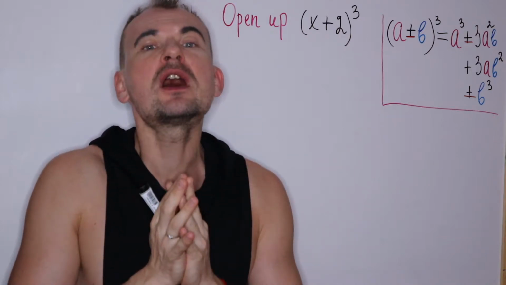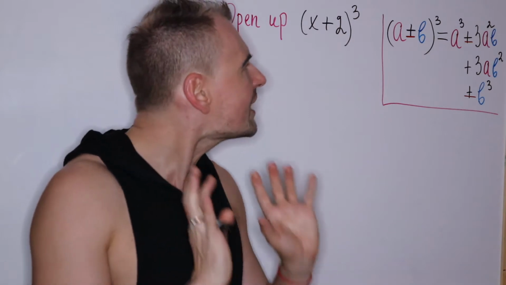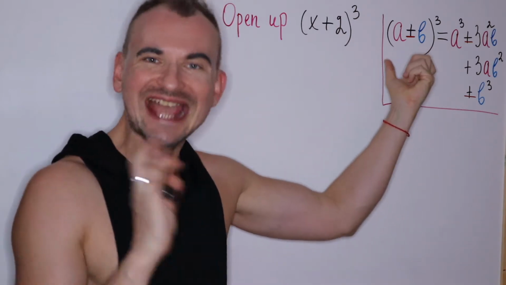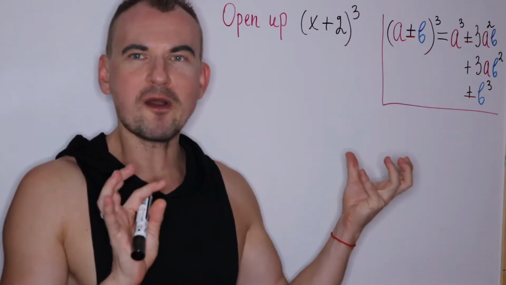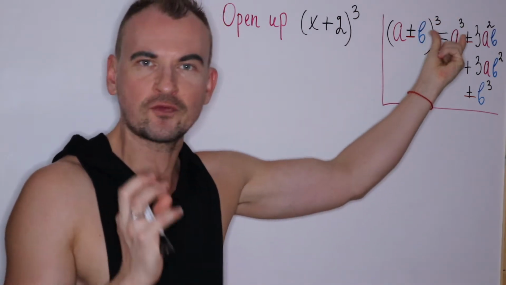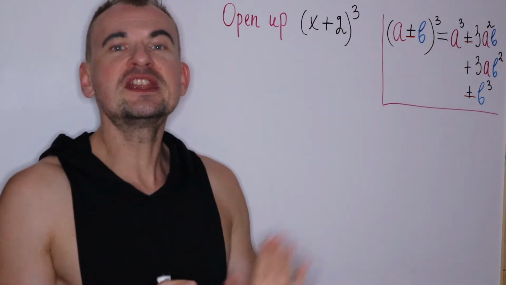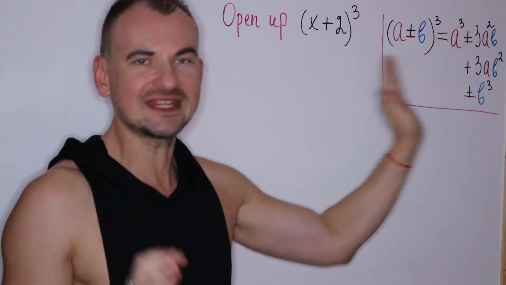Guys, today I will show you how to find the cube of binomials. First of all, as a quick reminder, binomial basically means just two terms added or subtracted. Cube of binomial basically means that your binomial is raised to the third power. So something like this. Now, there is a formula, there is a pattern that can be used.